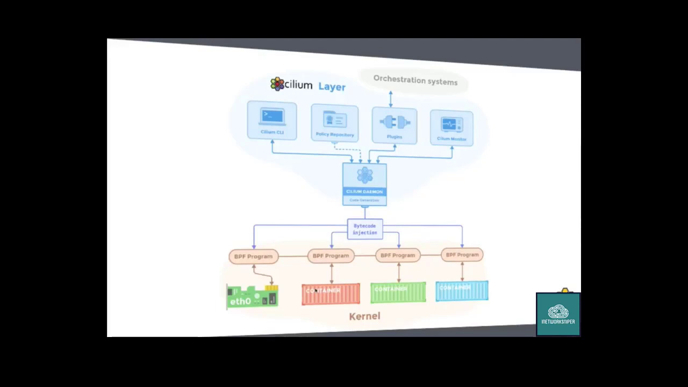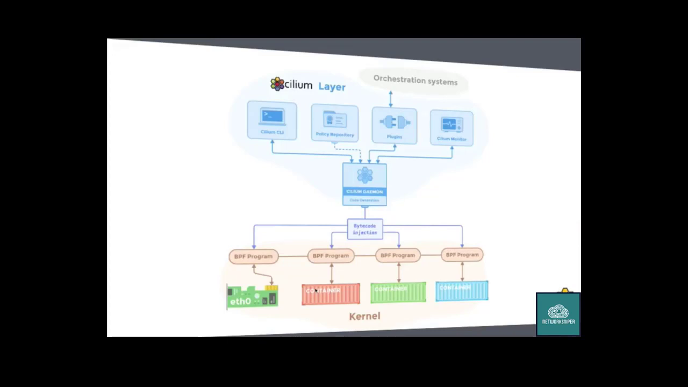So this is our data path, or our kernel side. The upper side is basically how we integrate with the rest of the world. We have a CLI, which allows you to retrieve debugging information and so on. We have a policy repository. This could be your Kubernetes control plane, so this could be Kubernetes resources, or it could be a key-value store. We have plugins for Kubernetes, for Mesosphere, for Docker, and for different container runtimes and so on. This is how you interact and integrate with the rest of the world.